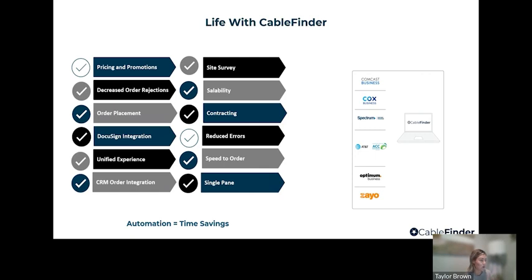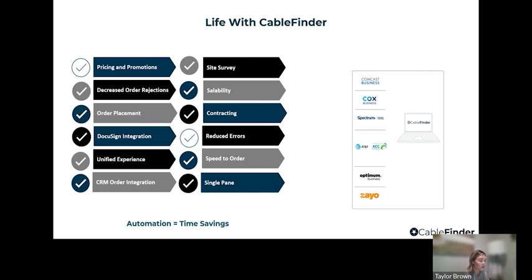For some of the carriers, you can go all the way through order placement, meaning you're typing your order into CableFinder, and when you're hitting place order or you're uploading that contract, it is placing it directly into the carrier system. So there's no delay. You're placing your orders in real time. No one has to pivot into a portal and place that order.